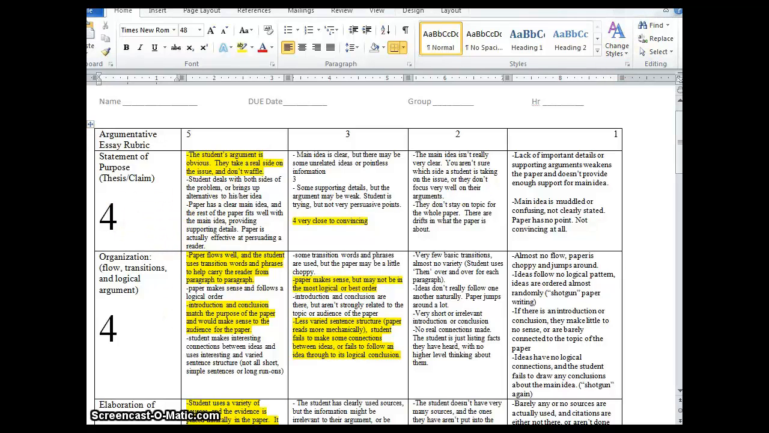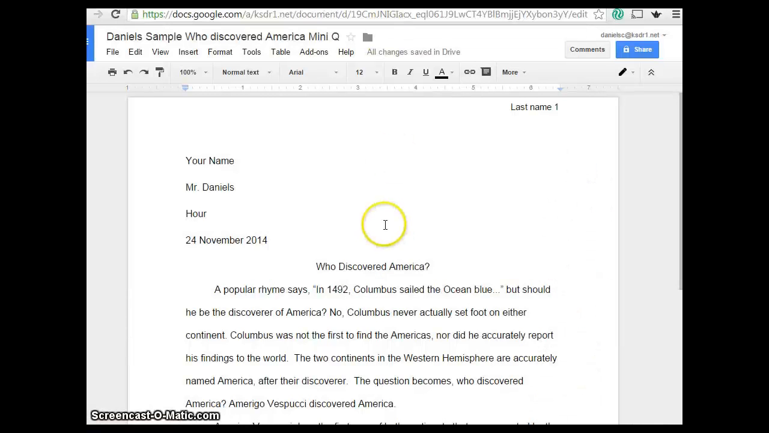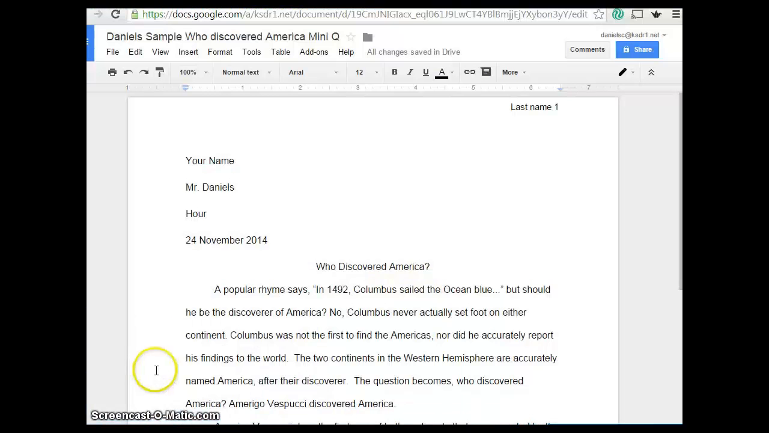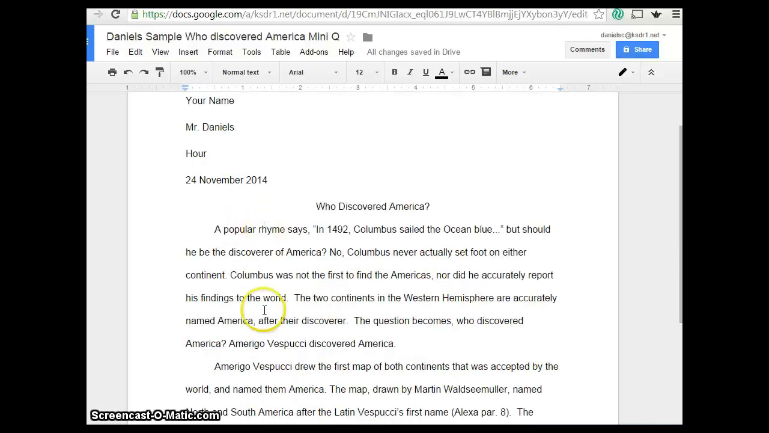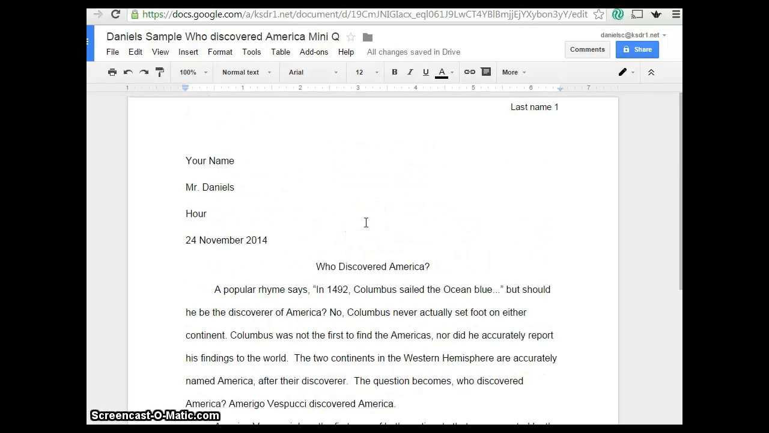Now, when you're looking at the papers themselves, let me go ahead and get a sample paper up here. What you want to do is make sure that it's formatted correctly. It needs the last name. It needs your name, your teacher's name, your hour, 24 November 2014. Who discovered America? It needs to be double space, Times New Roman. And any quotations need to be correctly formatted. As you read through it, it should be nice and smooth. And it should be a simple process.